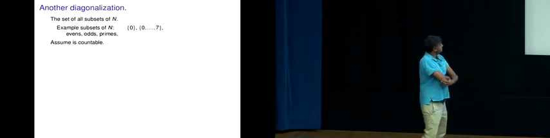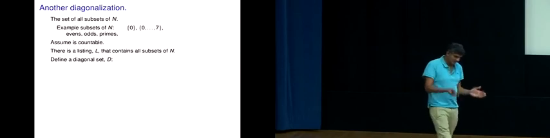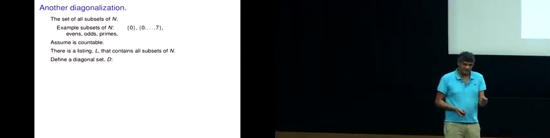Now, let's assume it's countable. So there's a listing. I'm just going to give you the frame for the diagonalization argument with this particular set of objects. It contains all subsets of N. So now we're going to define a diagonal subset D. So we assume, again, we have a listing. That means for each set on the list, it has a position i in the list.